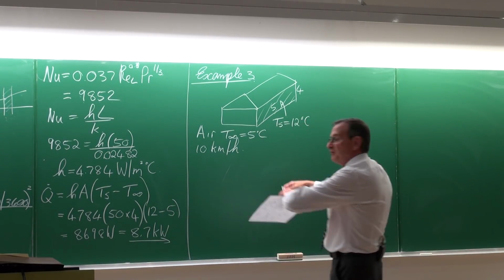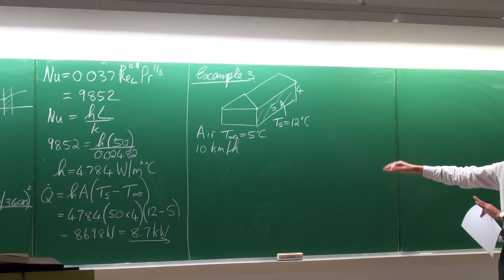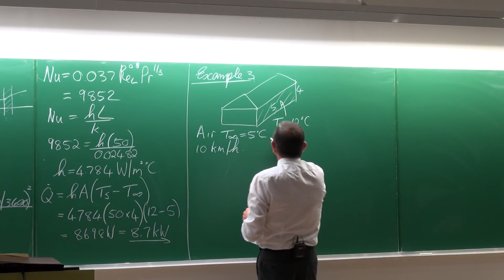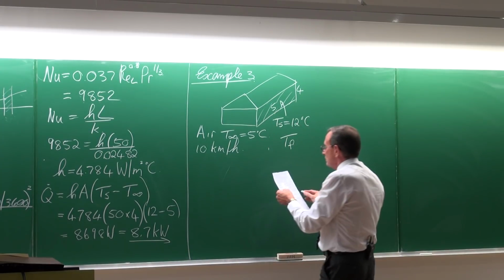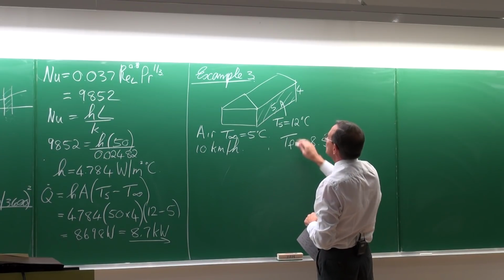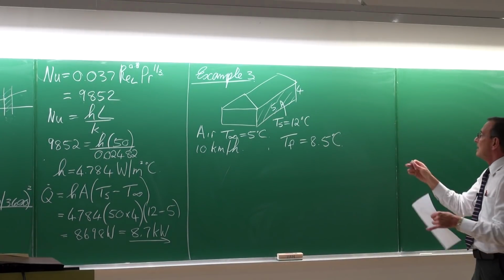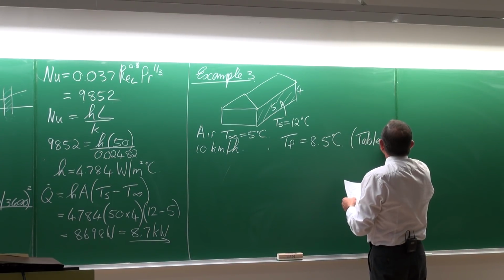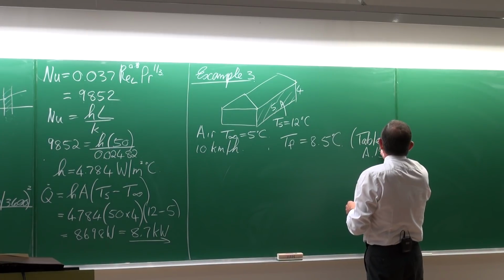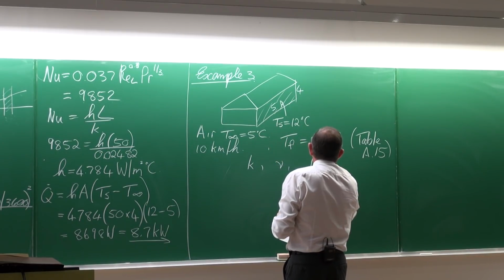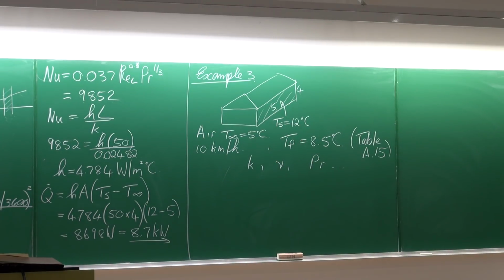And I'm going to skip some of the detail. I'm just going to give you the most important results so that you can go and do it at home, because there's not going to be enough time to write out all the detail. But what we can do again is we can go and determine the film temperature. The film temperature is going to be the average of the two temperatures of the 12 and the 5 at 8.5 degrees Celsius. Air properties are given in table A15, and there you can go and get all the properties for k, the kinematic viscosity and the Prandtl number, etc. Please go and do it at home.